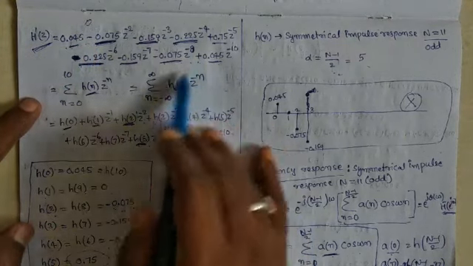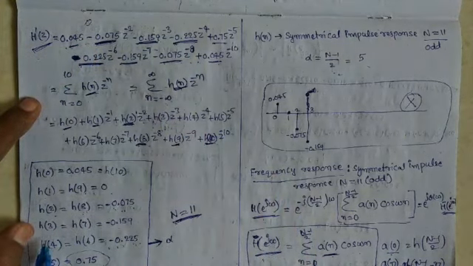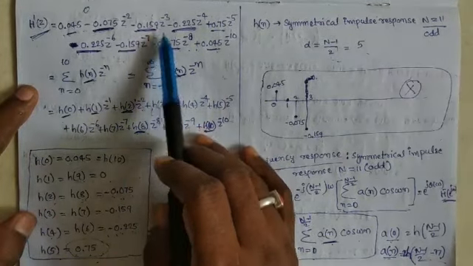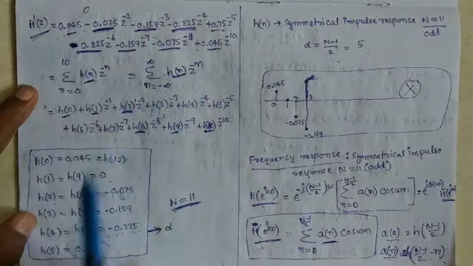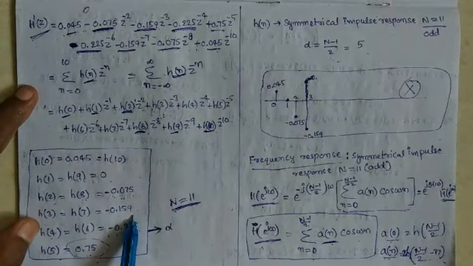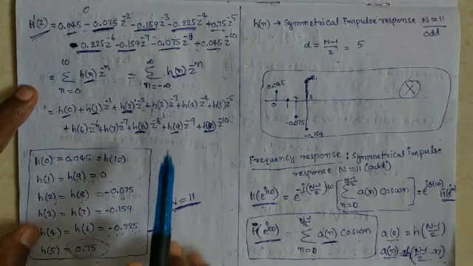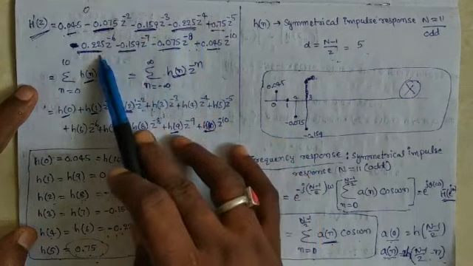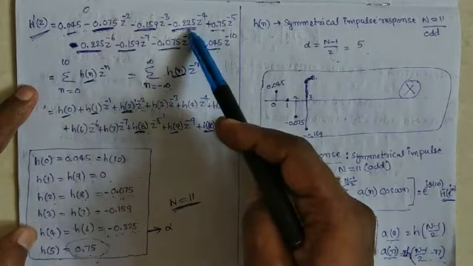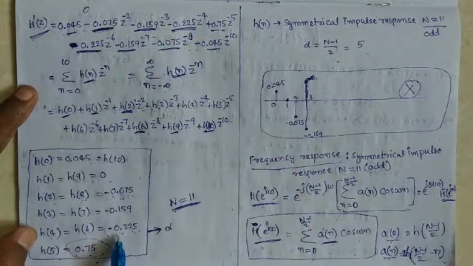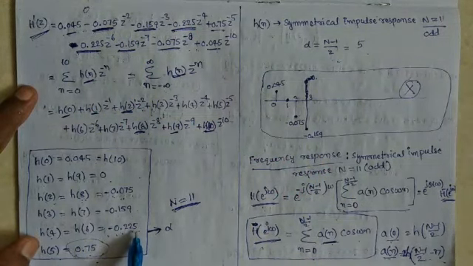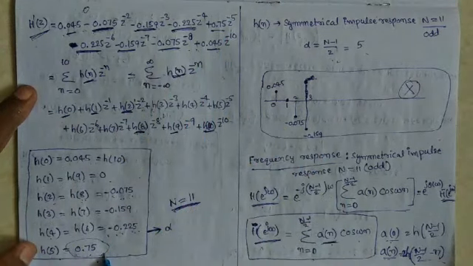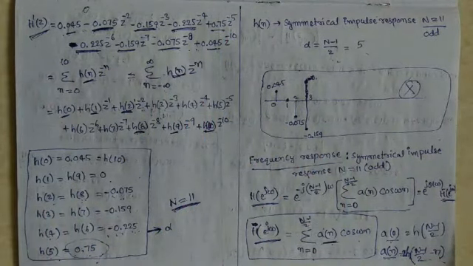Similarly, comparing this equation, we get the values like this. h of 3 is equal to h of 7, same value, that is equal to minus 0.159. Similarly, h of 4 is equal to h of 6, that is equal to minus 0.225. Here h of 5 is equal to 0.75. Here observe this impulse response.